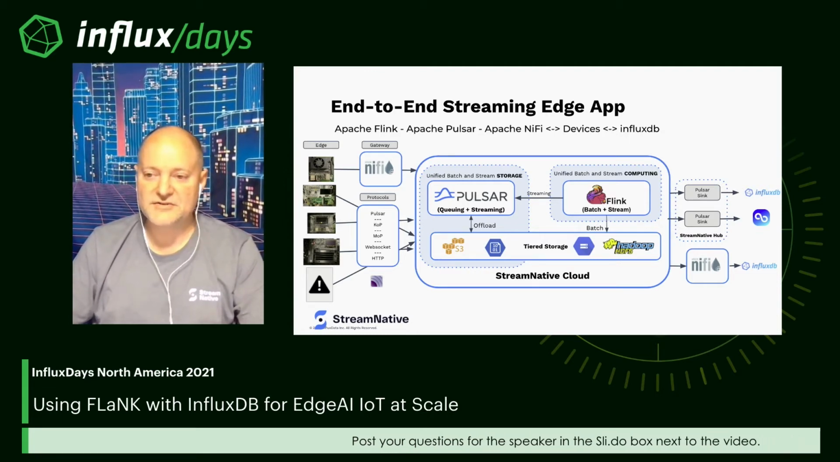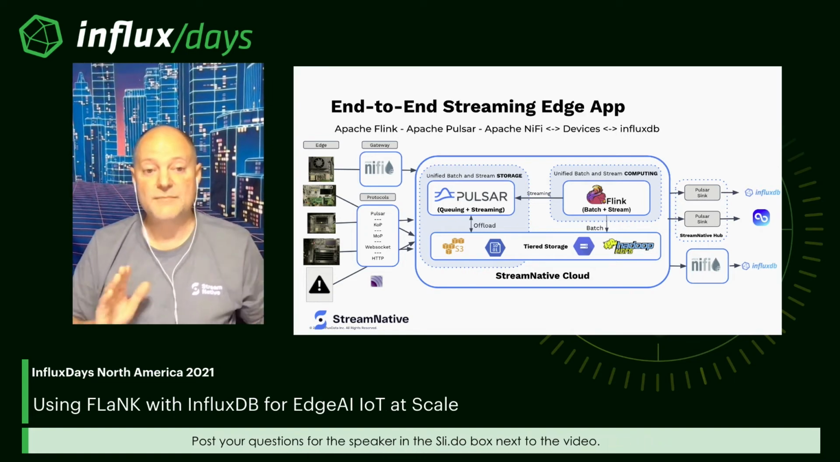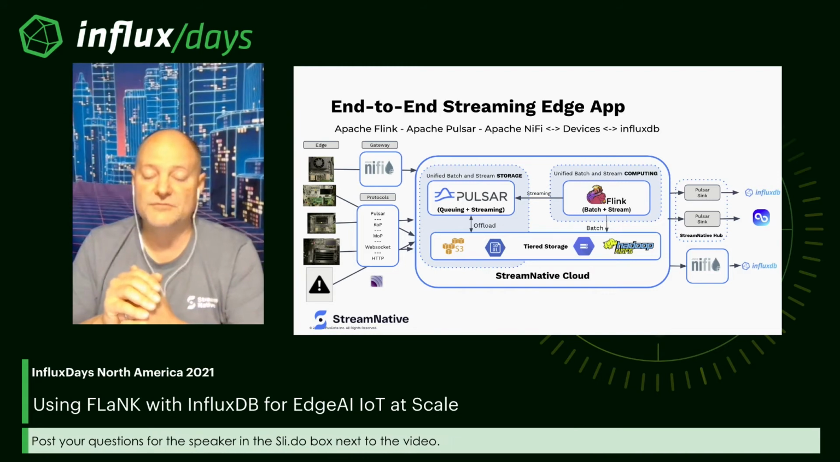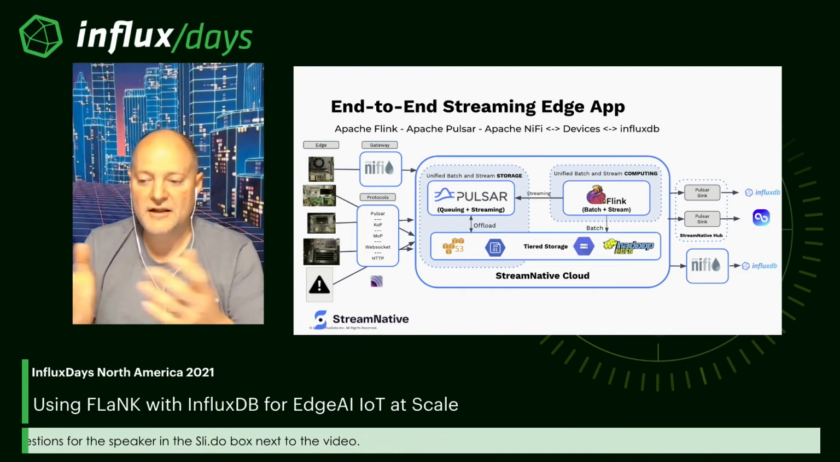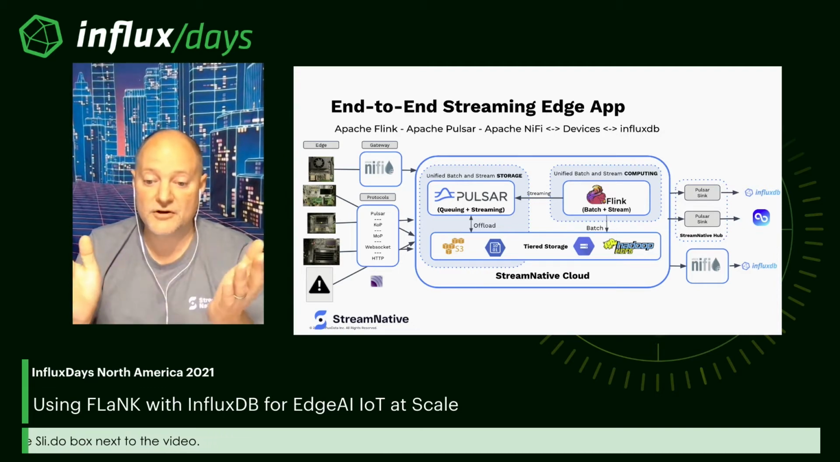Sometimes these devices just talk native MQTT. So for those use cases, I'm just going to have it point to Pulsar and just stream that data as if it's a regular MQTT broker. And then it's available to stream right into InfluxDB or go somewhere else.